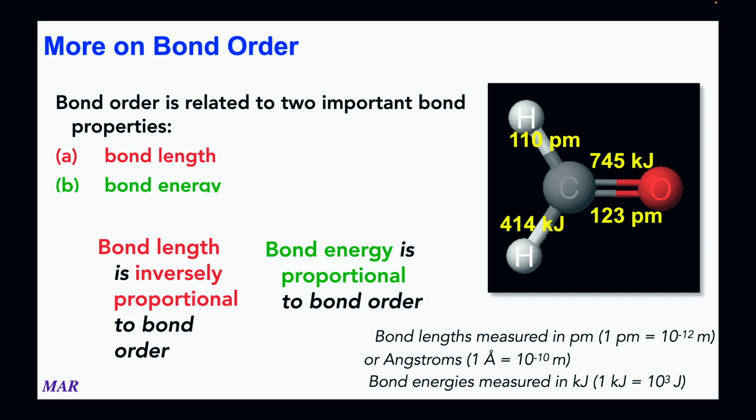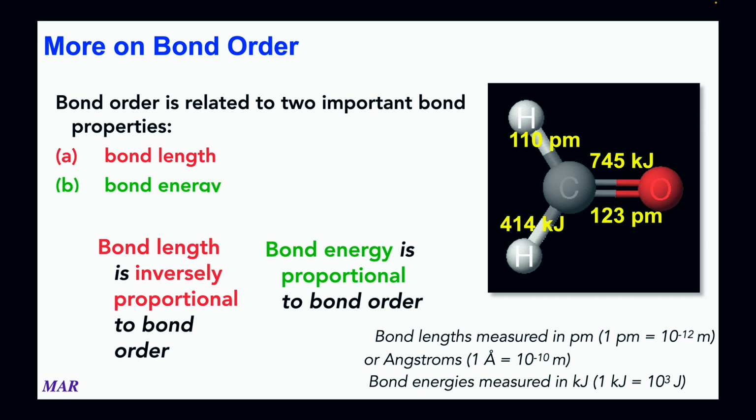So repeat after me here. Bond order is proportional to bond energy. Bond order goes up, bond energy goes up, etc. But bond order is inversely proportional to bond length. So bond order goes up, bond length goes down. And that's going to be an important thing to realize.